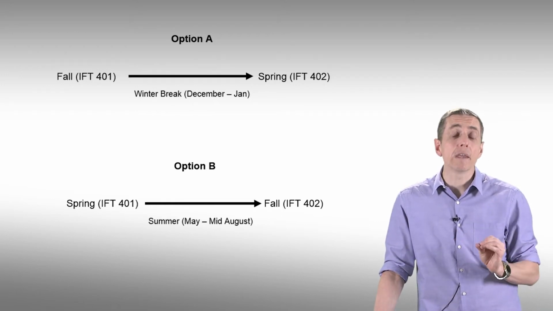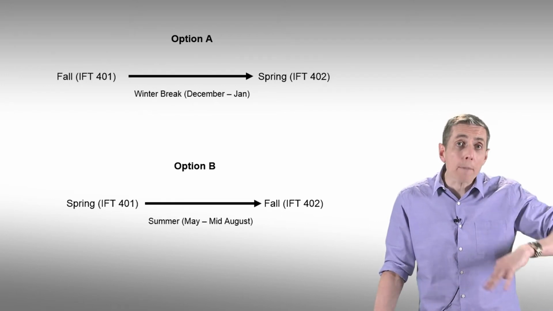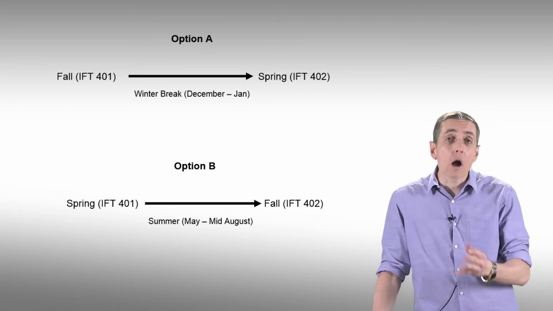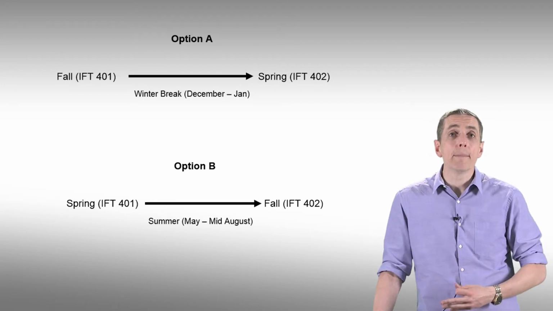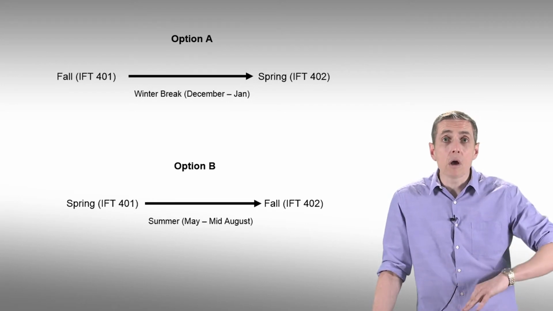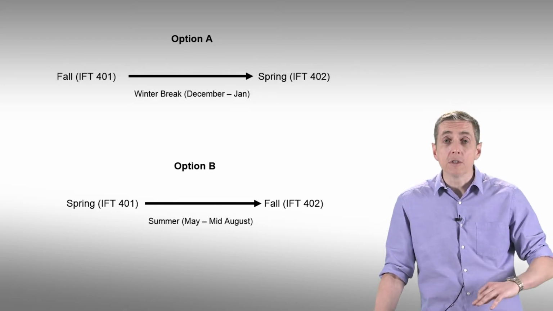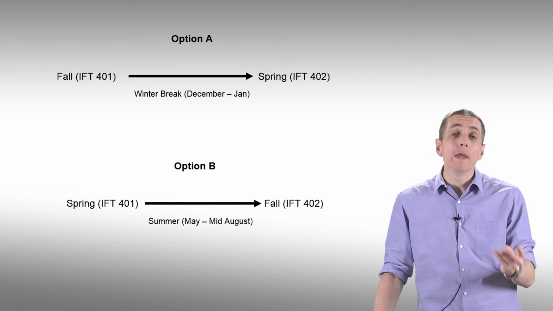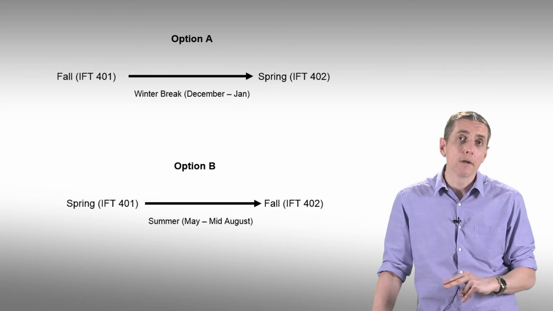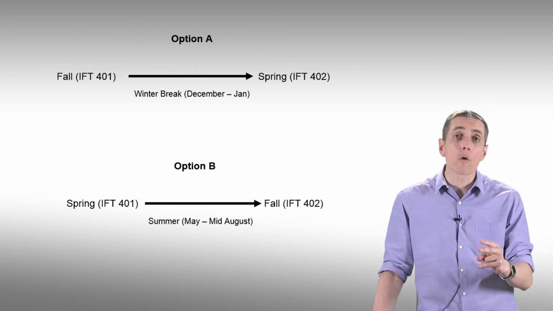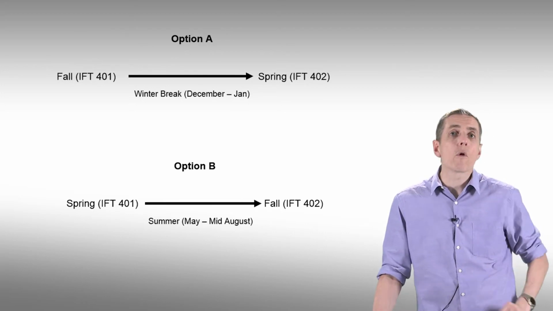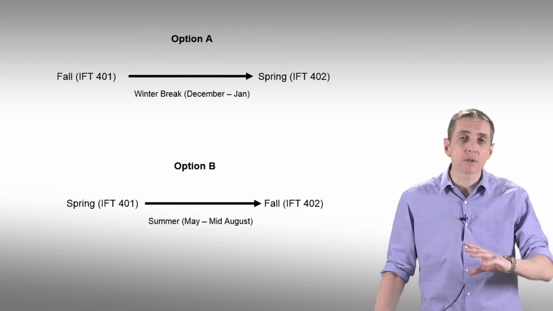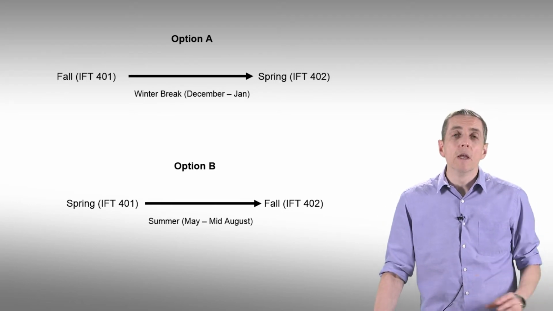That's option A. And the reason why we have two options now is we didn't always offer 401 in the spring. And we didn't always offer 401 in the fall. So now we offer 401 in both fall and spring. Before, we only offered 401 in the fall. There was no 401 in the spring. So that's why it's changed. That's why you now have two options.